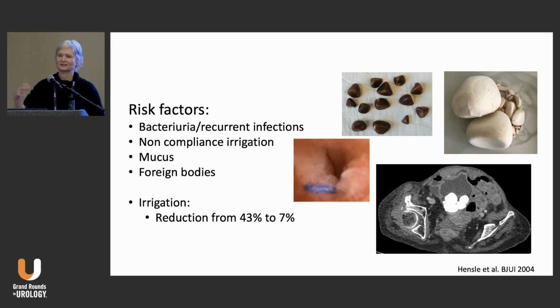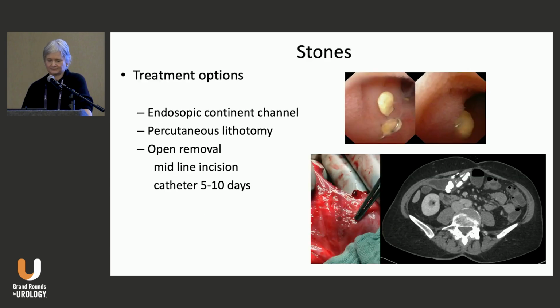Mucus, if mucus gets plugged, the bacteria will sit in the mucus and then you're going to start to get your stone generation. And the worst thing of all is foreign bodies. Any foreign body in the urinary tract over years is going to cause some problems. And you can see these patients come with these big massive stones sitting in their neobladder. And there's actually a study showing that irrigation reduced the risk of continent cutaneous pouch stones from 43 to 7%.